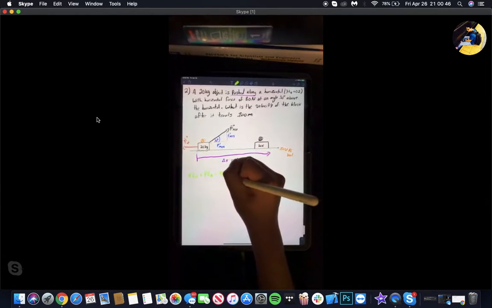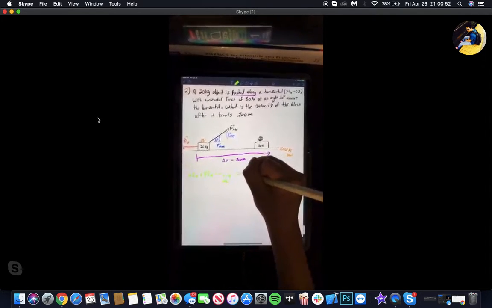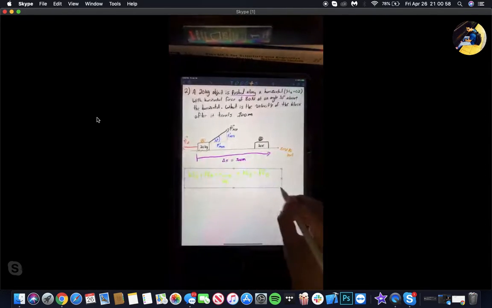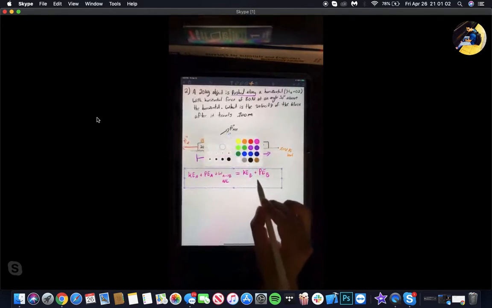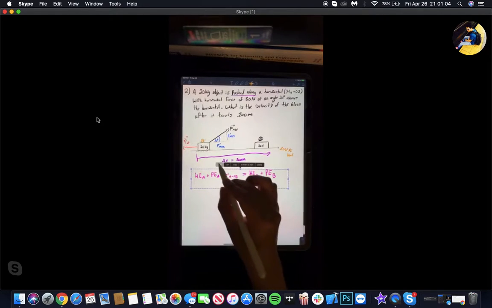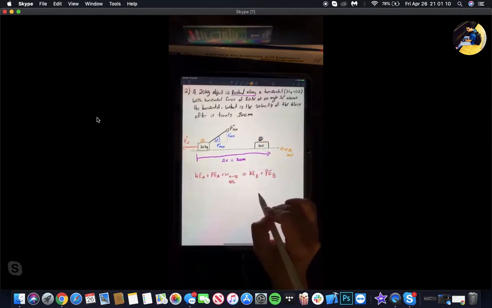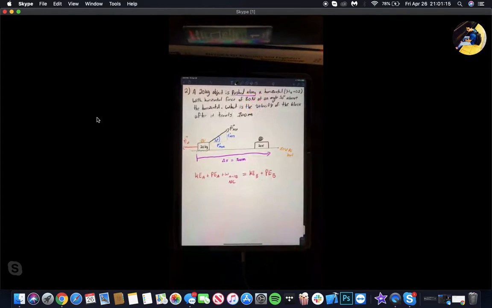All right. So this is the work from A to B, non-conservative, equals the kinetic energy at B, plus the potential energy at B. Now I'll change the color. Yeah, that's better. Oh, you have a bunch of colors. Yeah, you could choose.